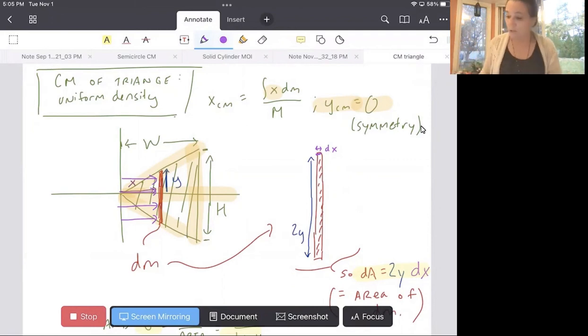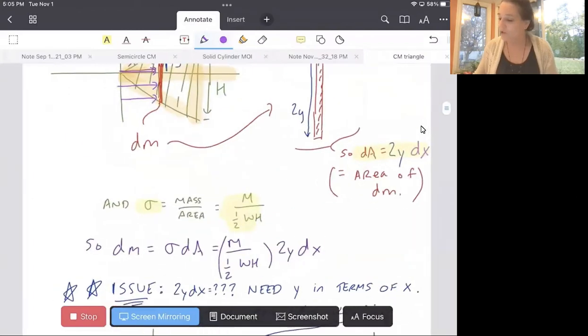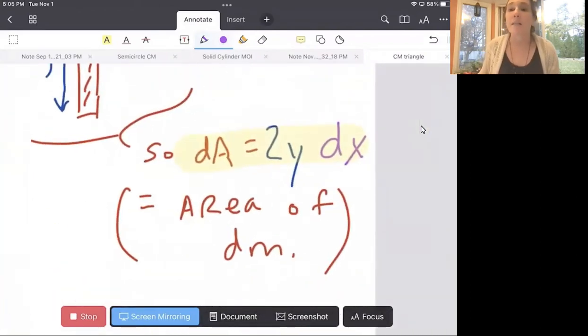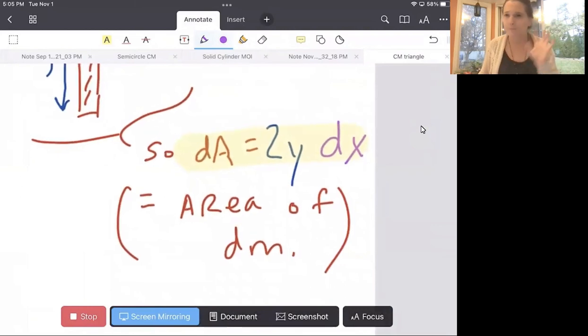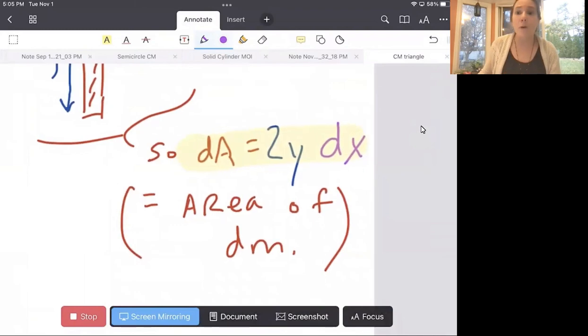The thickness would be some tiny dx. The height is 2y. And now we've done really the basics of trying to write that dA in terms of our spatial variables. So we end up with dA is equal to 2y dx. That's the area of our dm. Yes, that's strange, right? Because how are we going to do that? But we'll worry about that in a second.